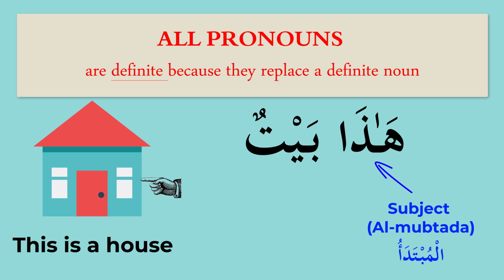All pronouns are definite. All pronouns are definite, because the pronoun replaces a noun. We will learn more about pronouns. So hada is the pronoun, and pronouns are all definite. By their nature, they are all definite. Okay, fine. Hada baytun. So hada is definite, because we know the mubtada has to be definite most of the time.